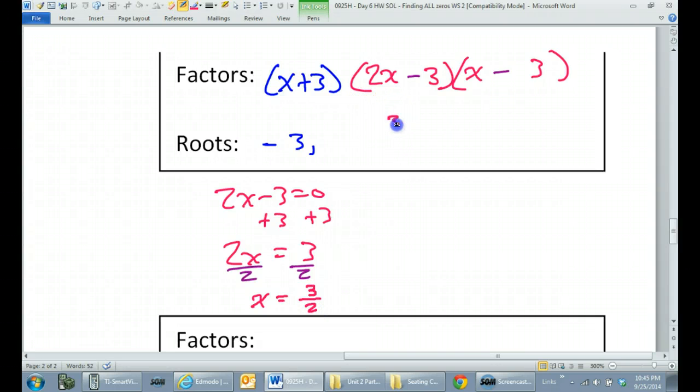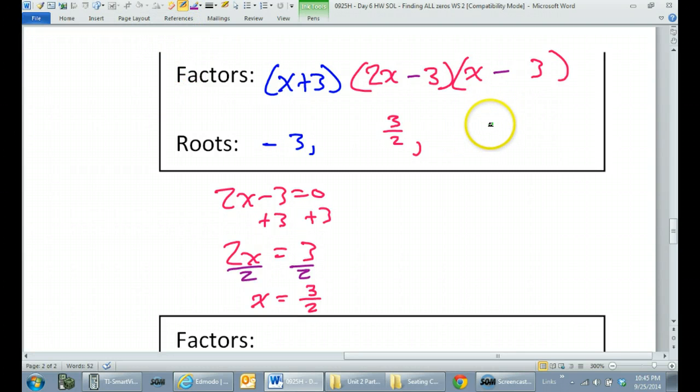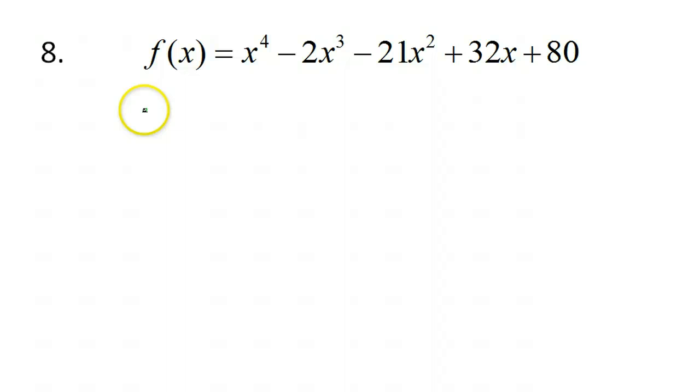Okay, so I get 3 over 2 from this. And obviously I'm going to get x equals 3 from this if I set that equal to 0. So these are my factors and these are my 3 roots. Alright, let's go ahead and take a look at number 8.